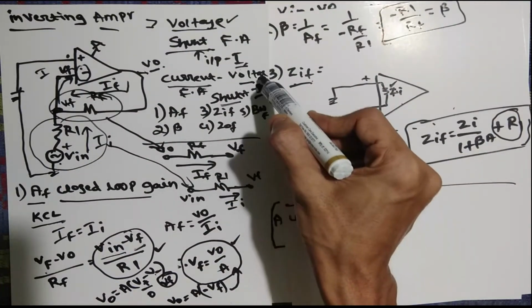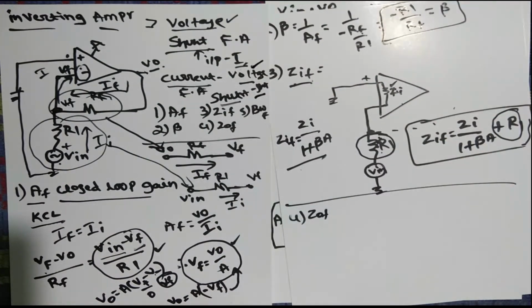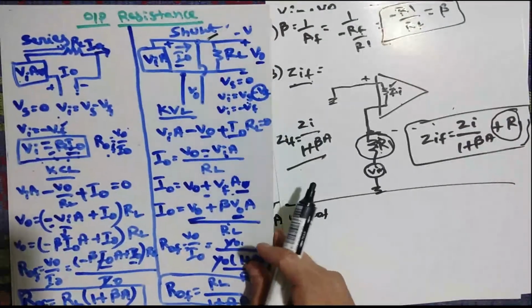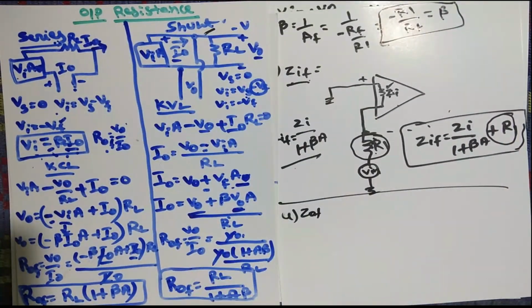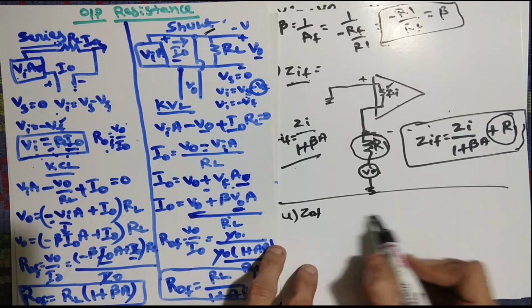So the output is also a shunt. So nothing but voltage. So we will go with that. So output resistance as a shunt. So we can write the diagram something like this.